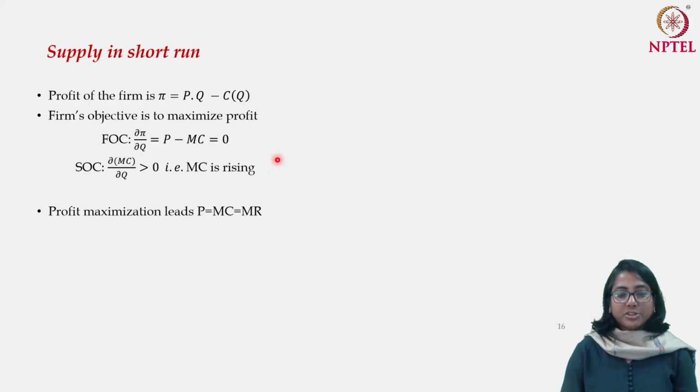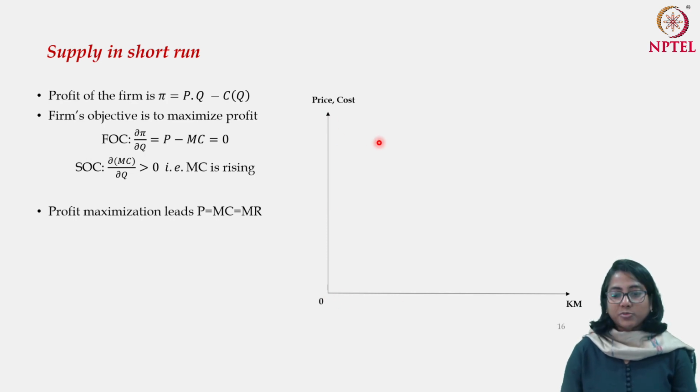So the profit maximization happens where P equals MC equals marginal revenue, which is MR. Now if P multiplied by Q is your total revenue and you define your marginal revenue as delta total revenue by delta Q, then P becomes your marginal revenue. So this is the profit maximizing condition for the producer. Now let us have a quick look at the diagram. On the horizontal axis we are plotting the quantity produced, and on the vertical axis we are plotting both price as well as cost.